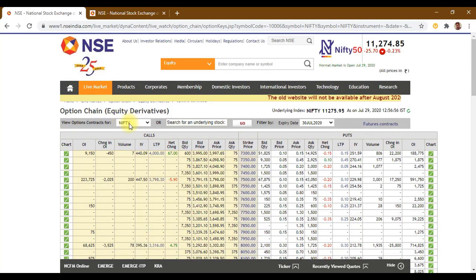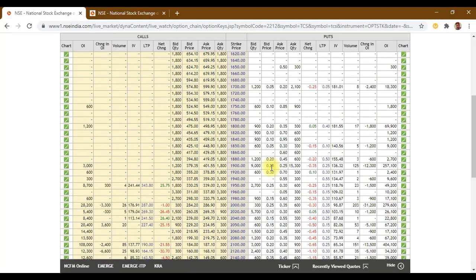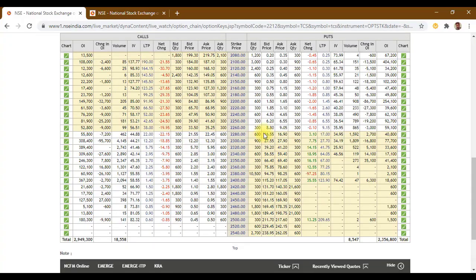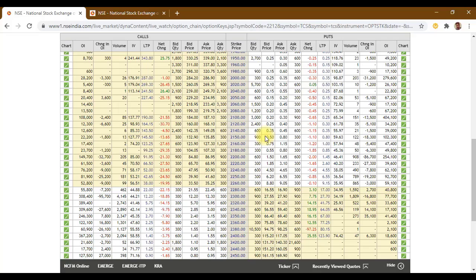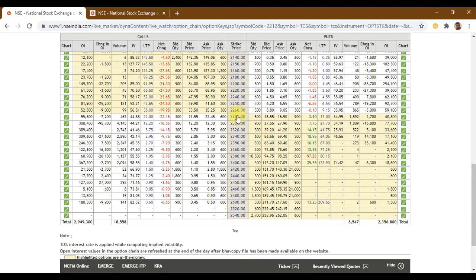Here you can see these are the different strike prices available for Nifty. If you are going to check the same for a particular script, for example TCS, you just type TCS in this place and give go. It will show you the different strike prices available for the TCS script. So how to use this option chain? In the option chain, you can find the different strike prices and the option premium for each strike price.